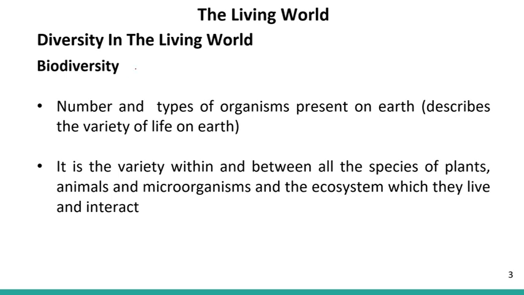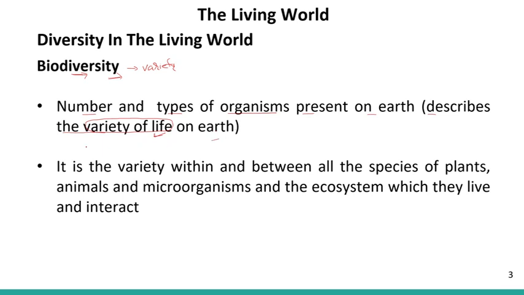Now let's study the term biodiversity. How can we define biodiversity? The number and the type of organisms present on the earth is known as biodiversity. Or you can say simply, biodiversity describes the variety of life on earth. Diversity means variety, so biodiversity is the variety of different life forms present on the earth.